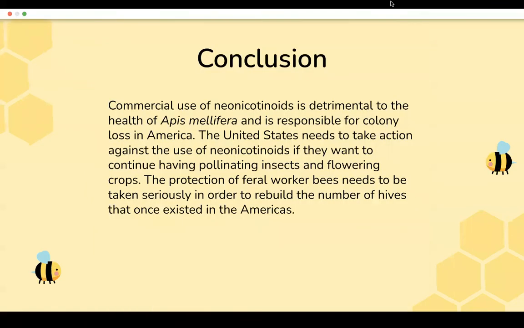Commercial use of neonicotinoids is detrimental to the health of Apis mellifera and is responsible for colony loss in America. The United States needs to take action against the use of neonicotinoids if they want to continue having pollinating insects and flowering crops. The protection of feral worker bees needs to be taken seriously in order to rebuild the number of hives that once existed in the Americas.